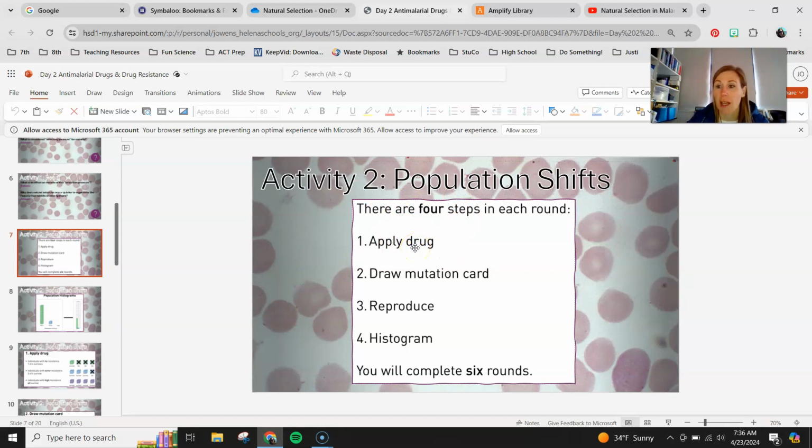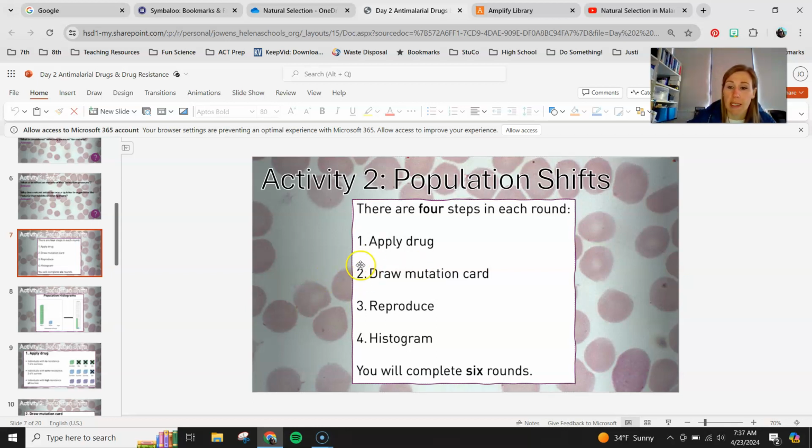certain individuals die. As we've learned several times throughout the natural selection unit, when we have a change in environment, those that are best suited for their environment are going to be the ones that live long enough to reproduce. So when we apply the drug, some of those parasites are going to die, but the ones who do not die are going to live to reproduce.